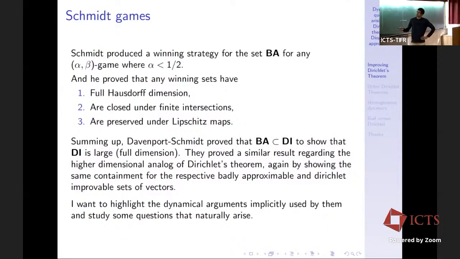They did a similar theorem where they were looking at Dirichlet's theorem for forms. They didn't have a perfect characterization of this DI set, but they again proved BA is contained in DI. And so you get this theorem that Dirichlet-improvable numbers or vectors is a large set. Okay, so I want to highlight some dynamical arguments implicit in all of this, and then speak about some new questions that you could ask.